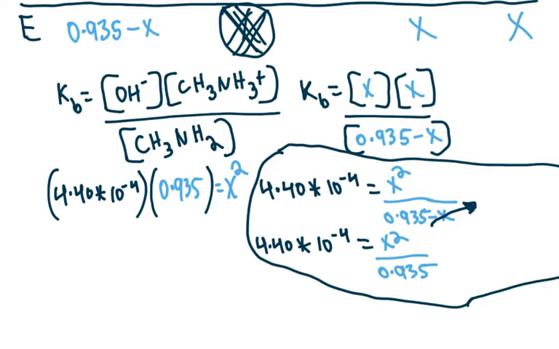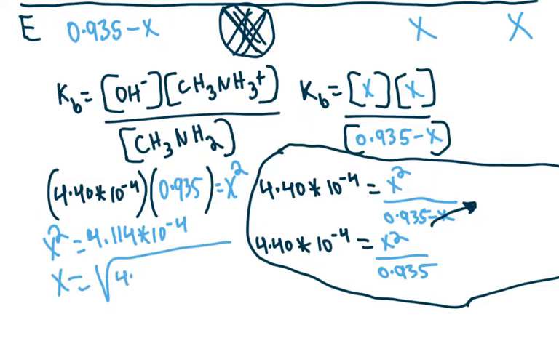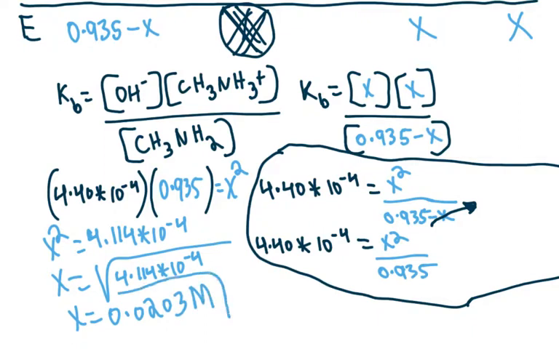All right, and then if you go and solve that out, you're going to get x squared equals about 4.114 times 10 to the negative fourth. Then we square root and we get the square root of 4.114 times 10 to the negative fourth, and x equals about 0.0203, 0.0203 molarity. Now again, like we've been doing in the previous videos, we're going to put a question mark here and try to really figure out what we just found.